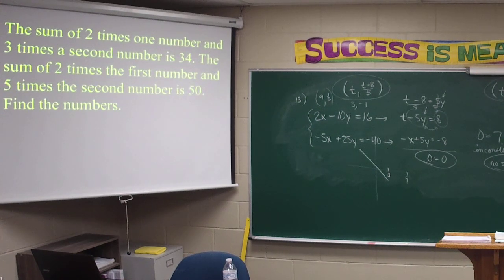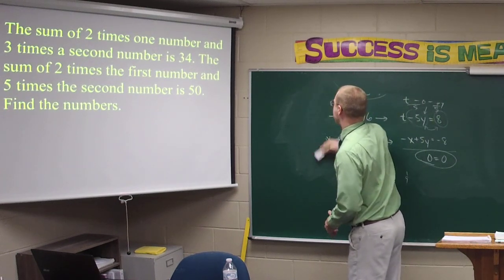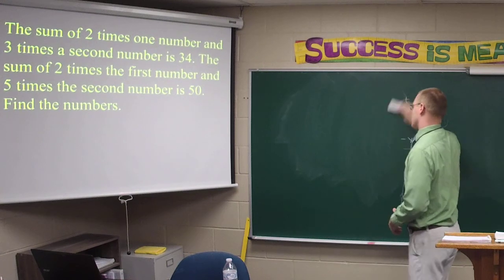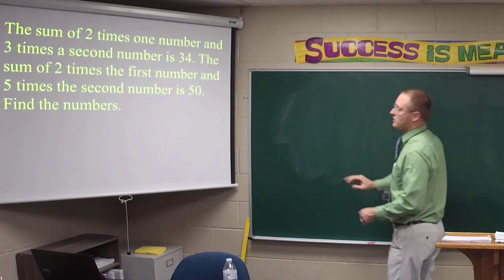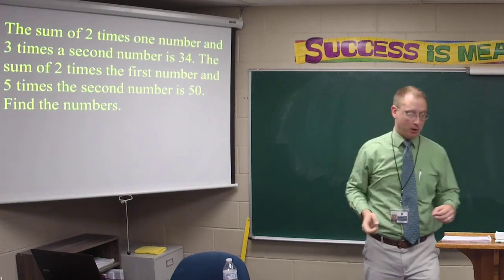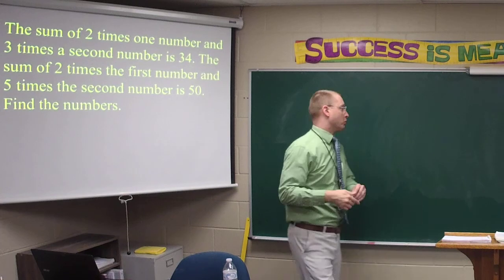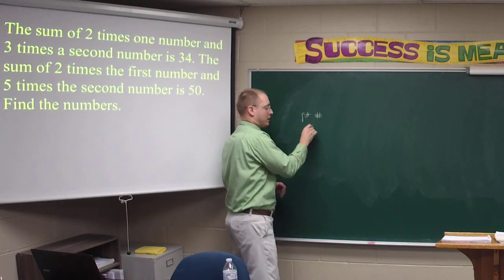The sum of 2 times one number and 3 times the second number is 34. The sum of 2 times the first number and 5 times the second number is 50. Find the numbers. You realize if we stopped after the first sentence, there would be an infinite number of answers you could give for the first number and second number. By giving you a second piece of information, there's only one first number and one second number. How many unknowns then, class? 2. And they are, writing this down on your paper, the first number and the second number.